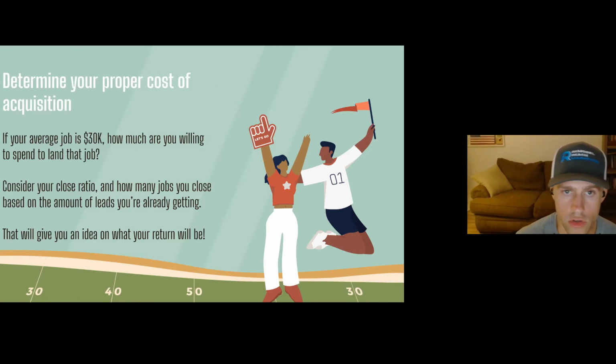Now, this kind of gets on to the budgeting side, but you have to determine what your cost of acquisition is. Okay. So if your average job is about $30,000, kitchen, bath, whatever, let's just say, to put a number on it. If your average job is about $30,000, how much are you willing to spend to land that job? Okay. So are you willing to spend 10,000? Probably not, right? Because that might be what you're making in profit. But 5,000, maybe. If it's a little bit higher paying job, 5,000, 6,000, 7,000.